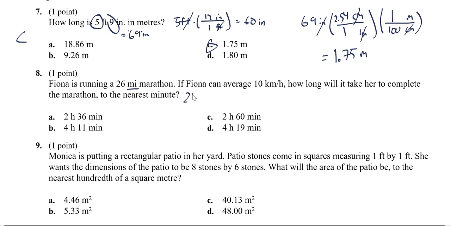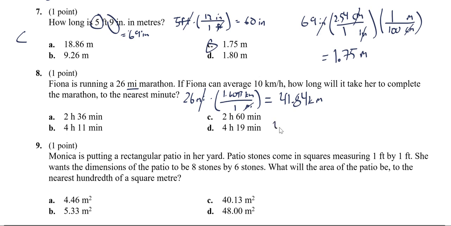So if we take 26 miles and we multiply it by 1.6 kilometers per mile, then miles and miles can cancel, and we get how many kilometers? Almost 42. 41.84 kilometers. Now we know how far she's going in kilometers, and we can compare it against her speed.